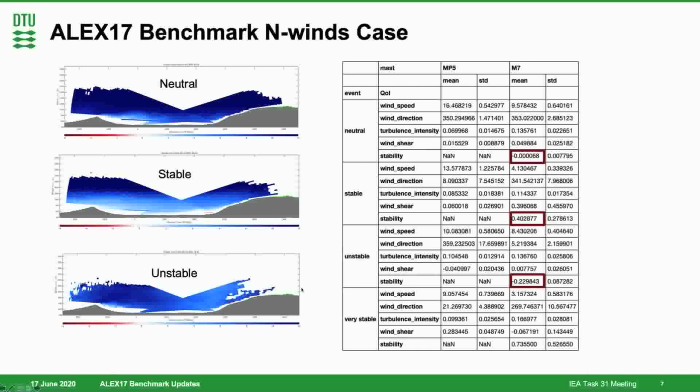Considering the quantities of interest to compare models and measurements, what we are plotting here is basically the wind speed, direction, turbulence intensity, the wind shear, and the atmospheric stability. That is characterized at the valley floor with z over L, meaning the dimensionless Obukhov length.